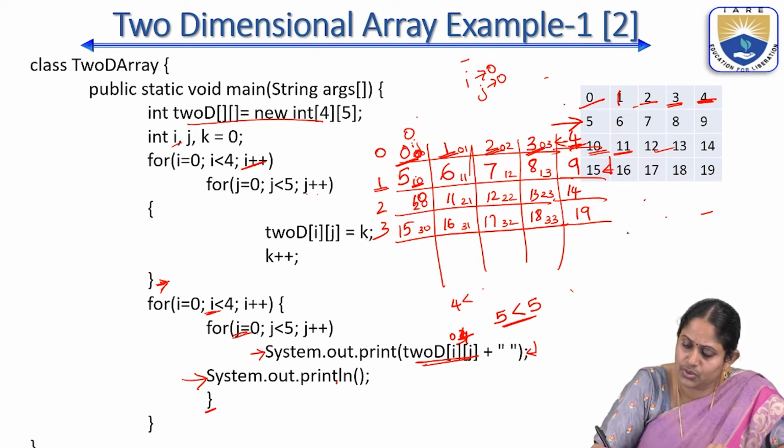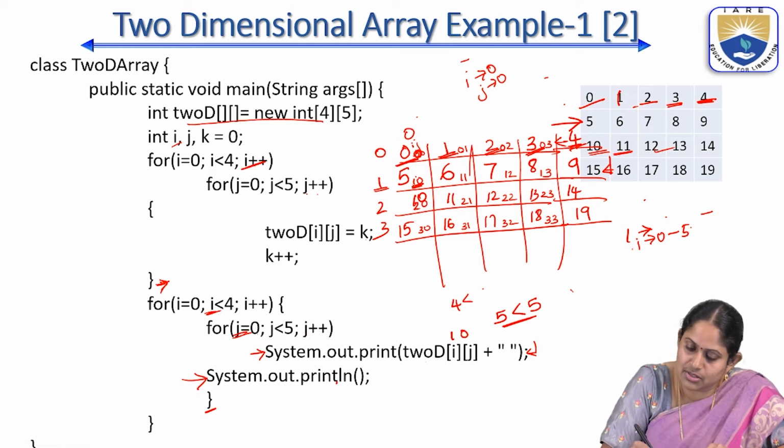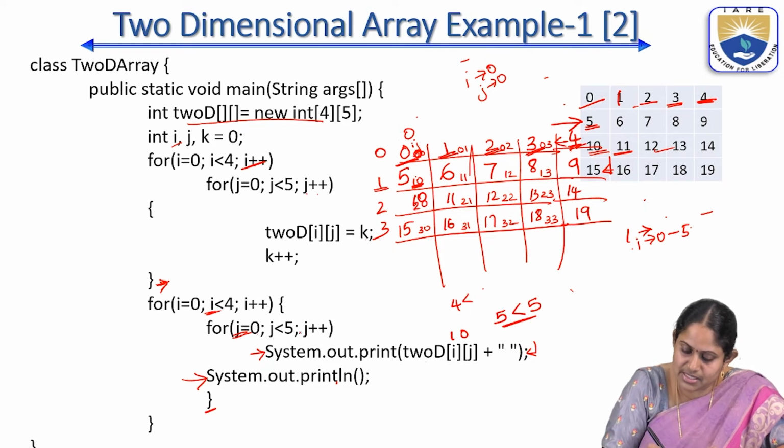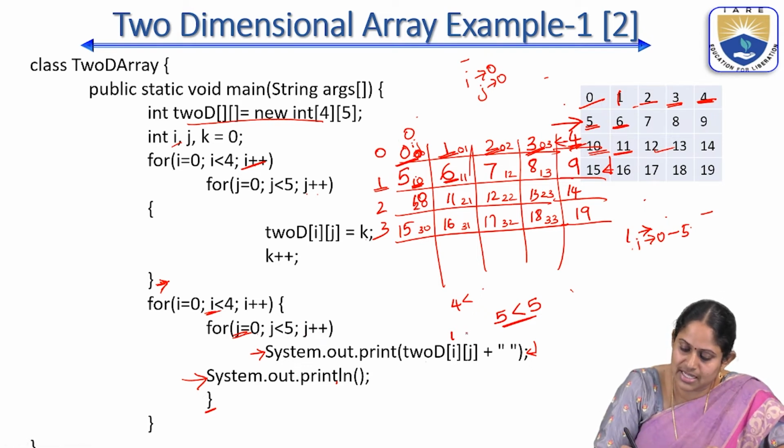So i will start from 1, and j will again go from 0 to 5. So 1, 0 first, initially j is 0, i is 1. So 1, 0, the element is taken. The 1, 0 element is 5. So element 5 is displayed. Then j++. So j becomes 1. So the element at 1, 1 is taken and displayed. Then next again j++, 1, 2, the element at 1, 2 is taken. 1, 2 is 7, that is displayed.